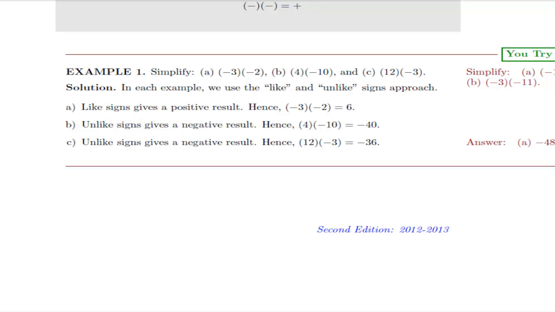B, positive 4 times negative 10. Unlike signs gives a negative result. Hence, positive 4 times negative 10 is negative 40. C, positive 12 times negative 3. Unlike signs again give a negative result. Hence, positive 12 times negative 3 would be negative 36.